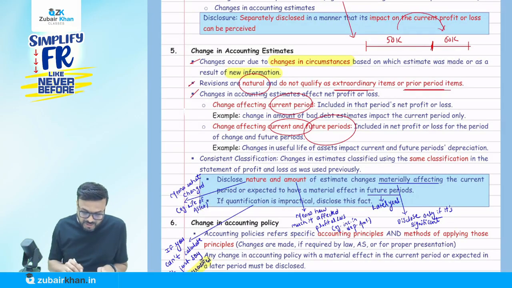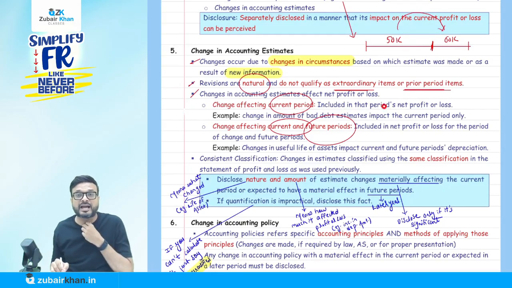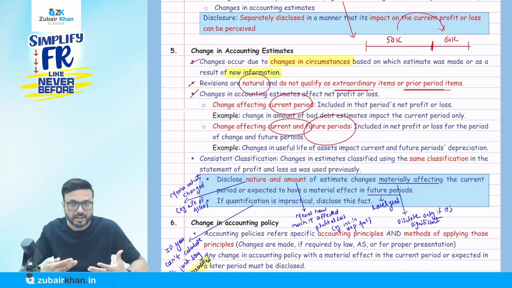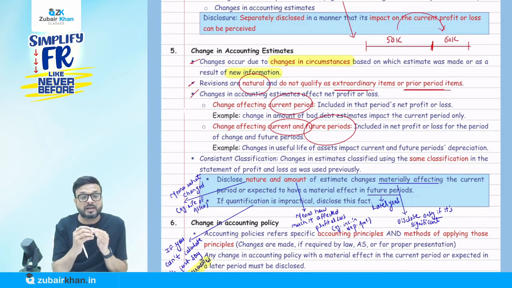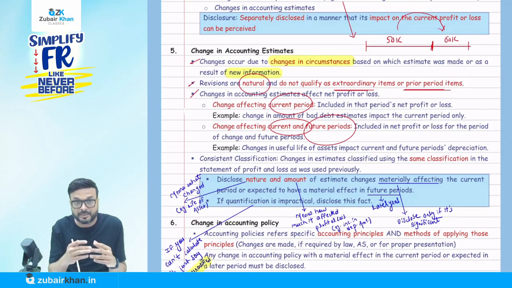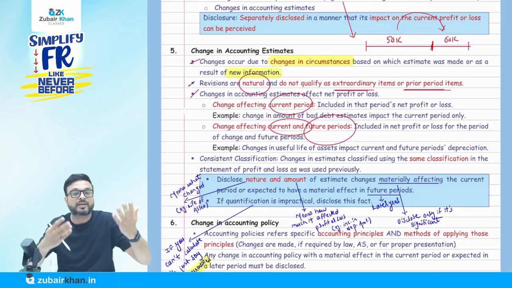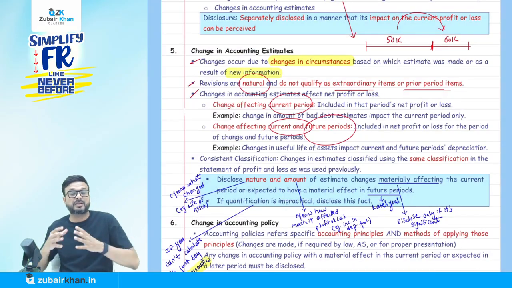It says that changes in accounting estimate affect profit or loss, affecting the current period including the net profit. For example, a change in the amount of the bad debt estimate impacts the current period only. So there is a change in the estimate of bad debt that year, so it will affect my P&L account, but only the current year. But if I change the estimate of, for example, the life of the asset, the amount of depreciation is going to be affected in future as well.